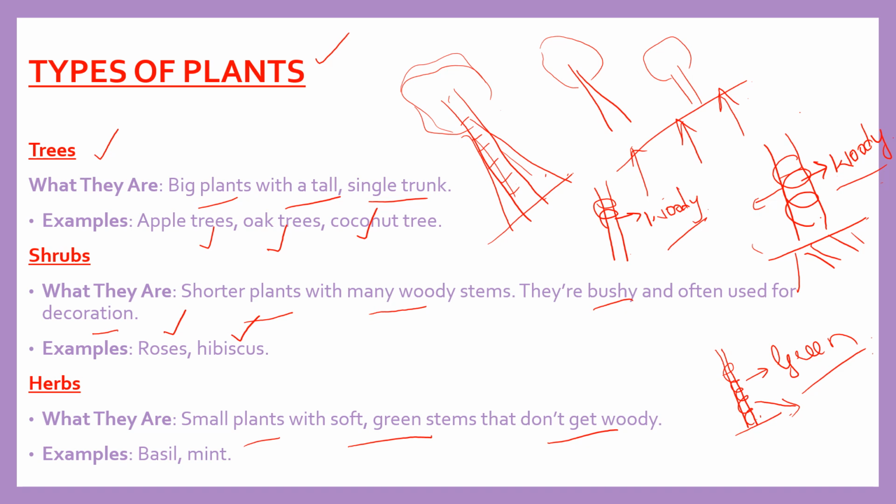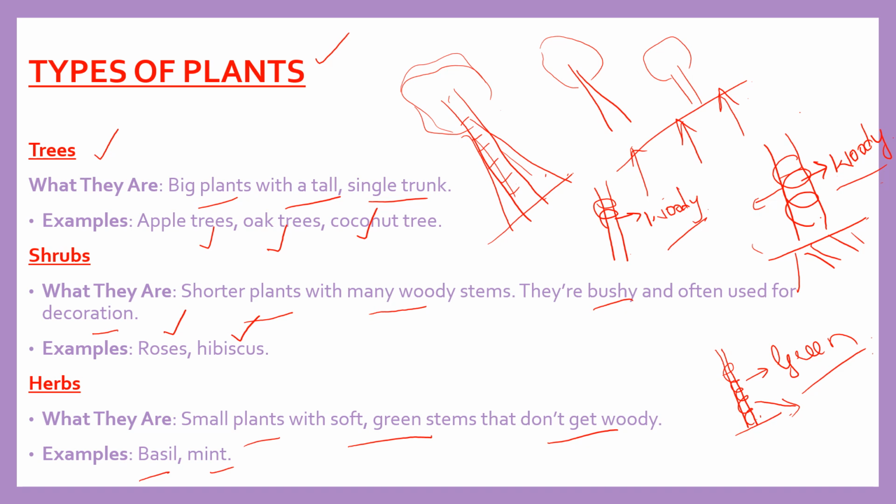What are the examples? Basil means tulsi and mint. Okay, so I'll give you one assignment. Whenever you see some trees or plants, just tell your mama or papa that this is a tree, this is a shrub, this is a herb. It's so important to learn it.